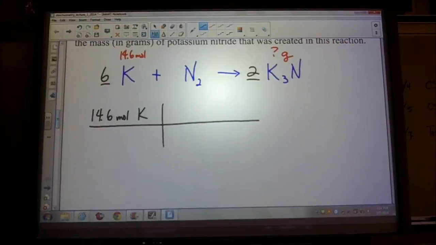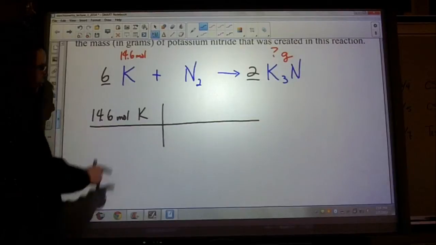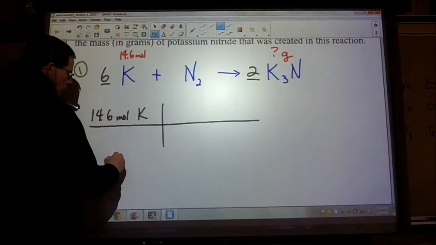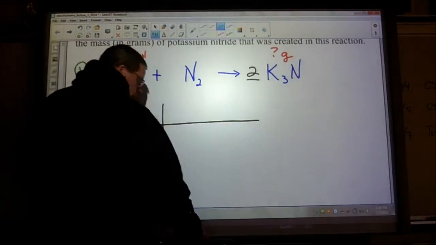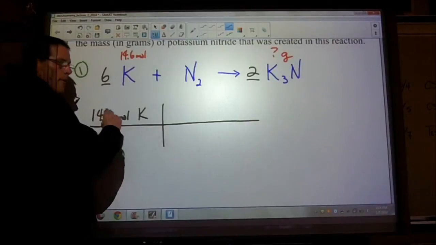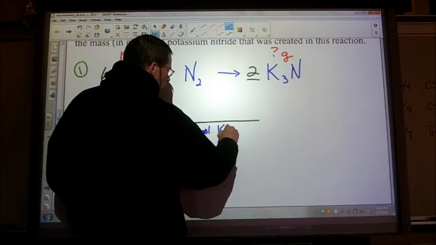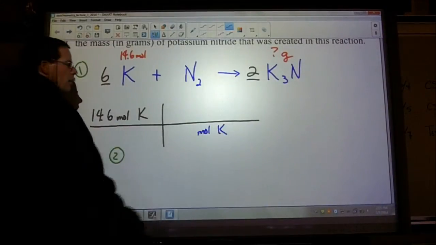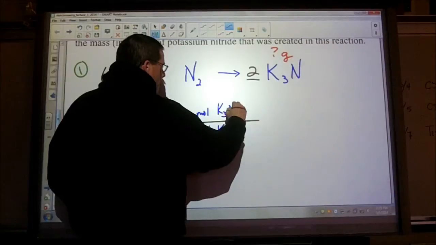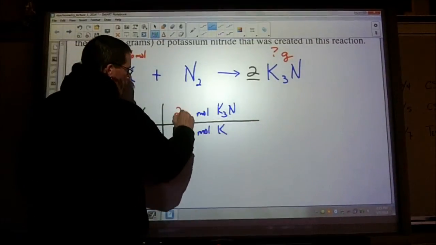So take what was given and convert it into moles. Done. Okay, so step 2 is finished. Again, step 1, write a balanced equation. Step 2, change what was given into moles. Step 3, get into the desired unit. Well, we have the mole ratio. We need to get rid of moles of potassium, and what are we going to change that to? Moles of potassium nitride, K3N. What numbers go in front? 2 there and a 6 there.